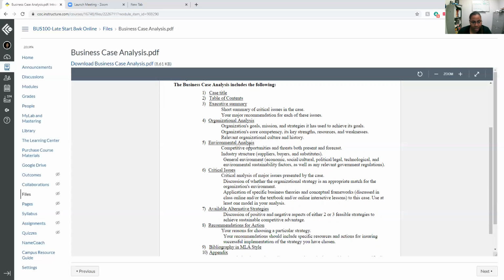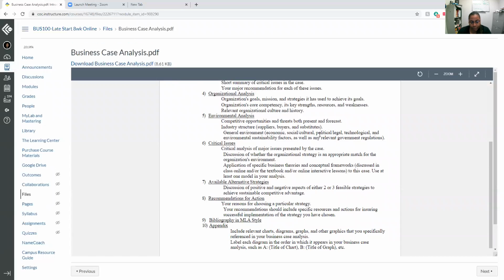And then environmental analysis. Remember, this is the O and the T of SWOT, opportunities and threats. Competitive opportunities and threats, present and forecasted. What do you and your group foresee being a hindrance, a threat to that company? And then if there are any general environment, economic, social, cultural, political, technological, environmental, sustainability factors. If there are none, you need to address it, not just ignore it. Like, let's just say there was no legal factor affecting Fitbit. You would say at this time, there's no legal factor affecting Fitbit, but don't just ignore it because you didn't address the topic, right?